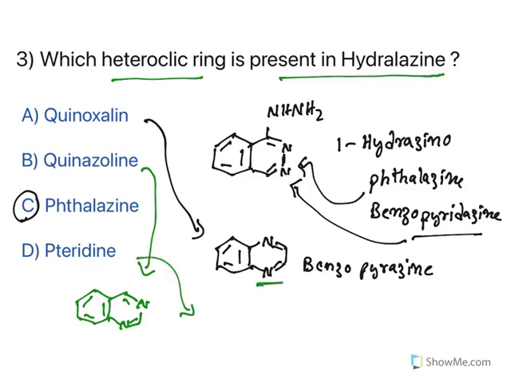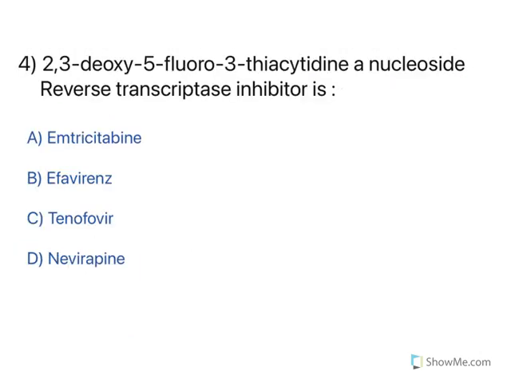Pteridine is a completely different ring. It is made up of 2 heterocyclic rings, one pyrimidine and the other pyrazine. So a fused system of pyrimidine and pyrazine is nothing but pteridine. All these important heterocyclics you need to learn and understand. So the heterocyclic ring present in hydralazine is phthalazine. Moving to the next one.